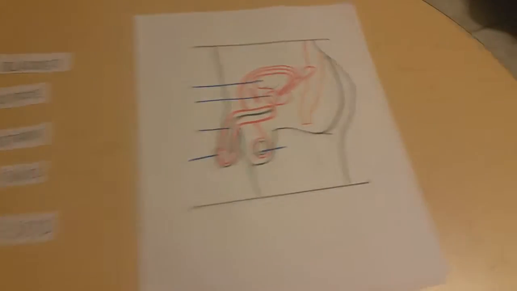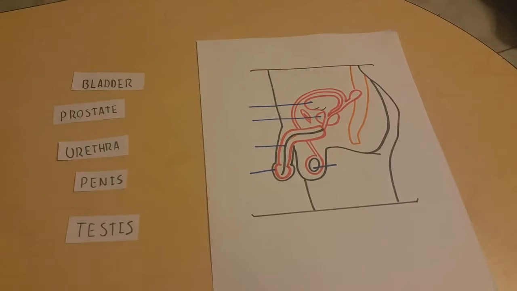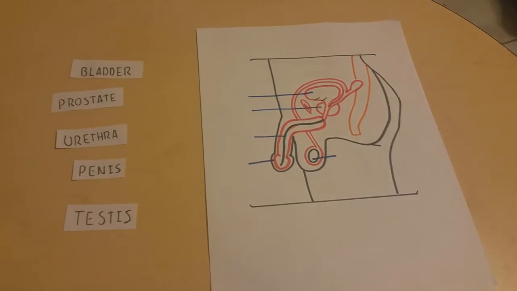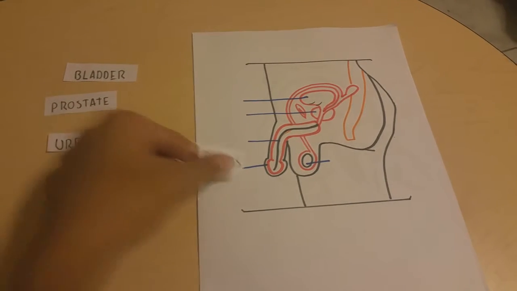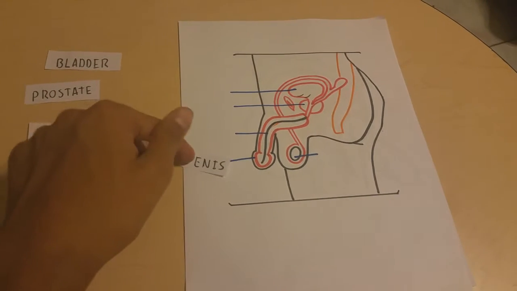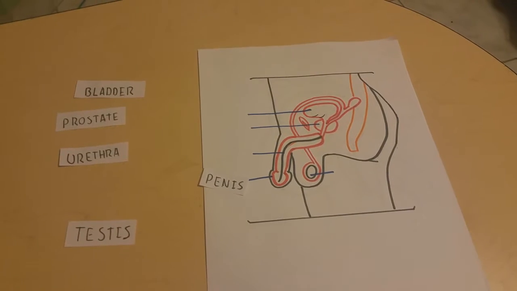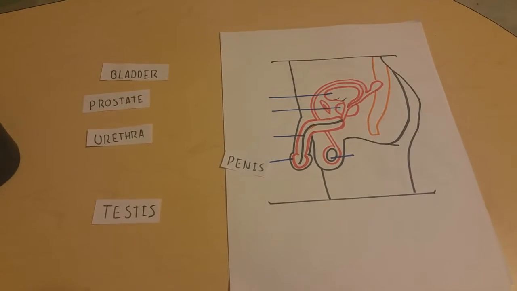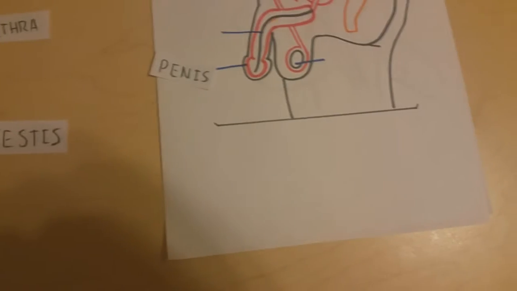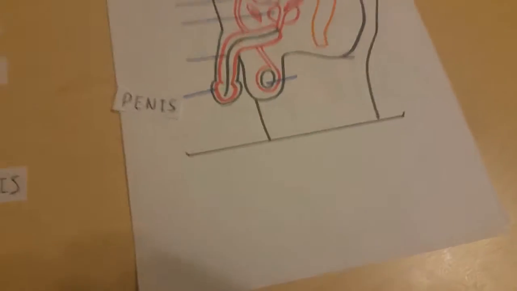So this is my drawing of the male reproductive system, and I'm going to label the parts. So first, the penis is located here, and the penis is a male external sexual organ located superior to the scrotum and inferior to the umbilicus.